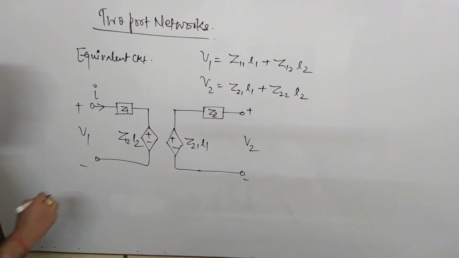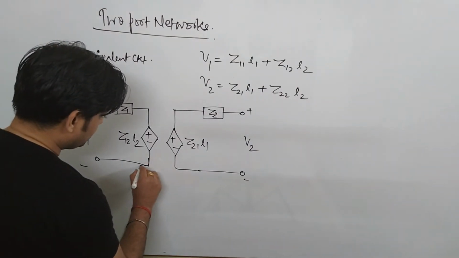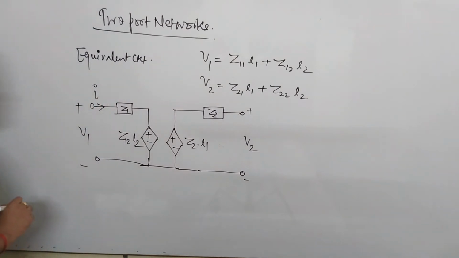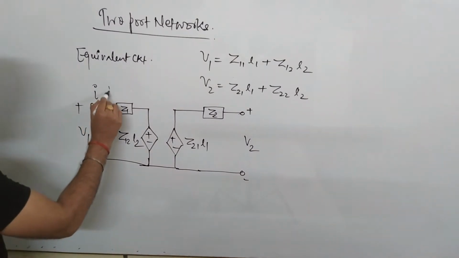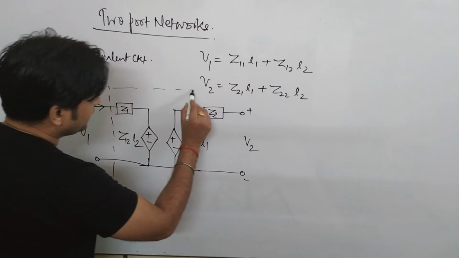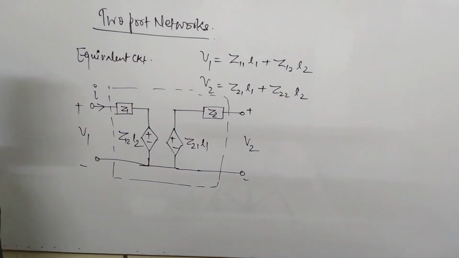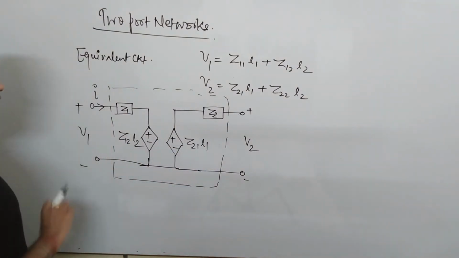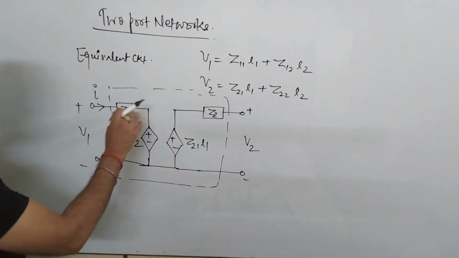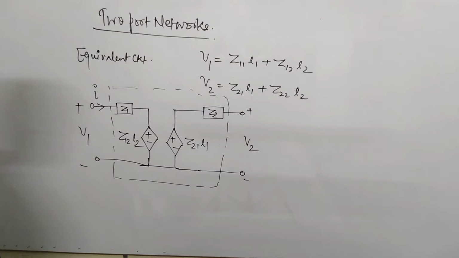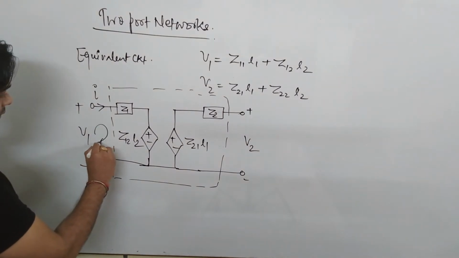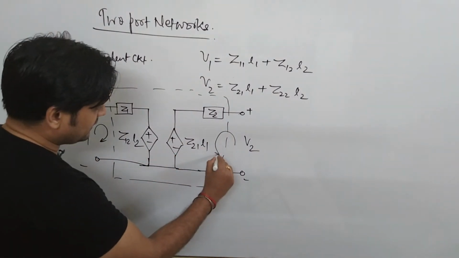Can I make this circuit in this form? Yes. So this basically represents a kind of network which is a two-port network. And now if you solve this, you will get this equation. How? Just for your understanding, I will explain here.